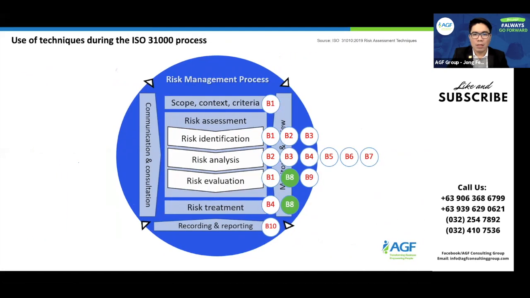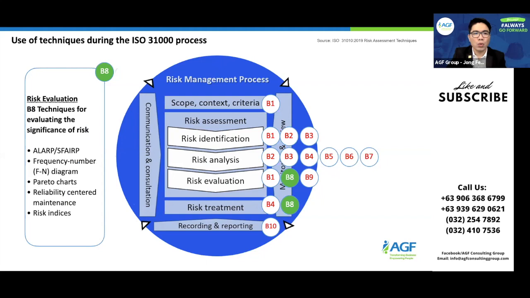And then what about risk evaluation? We all know that risk evaluation is different, as is risk treatment. These are the risk assessment techniques that you may want to use when you do your risk evaluation. The Pareto charts, where you evaluate which of these different causes actually contributes to the problem, like the tardiness example we had earlier, where we said it's poor time management. So it's really about risk evaluation, or the risk indices or reliability-centered maintenance.